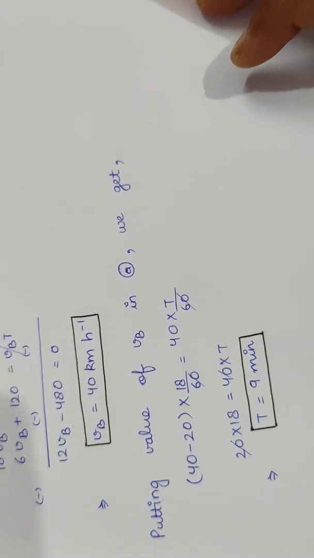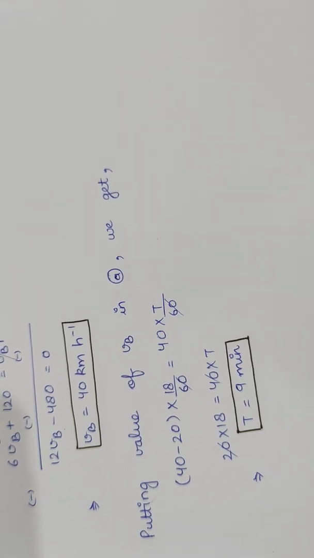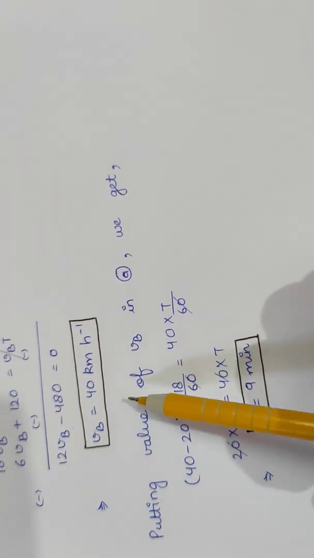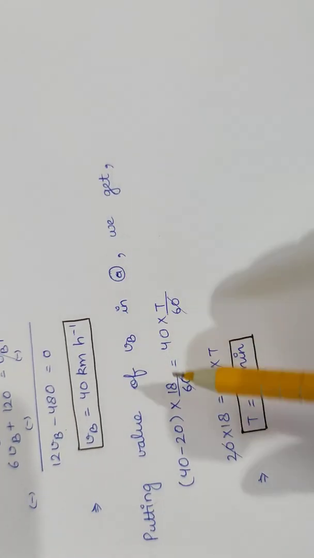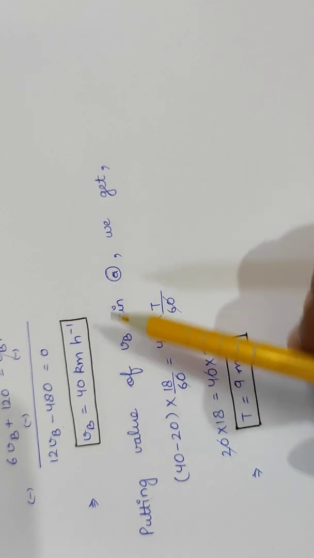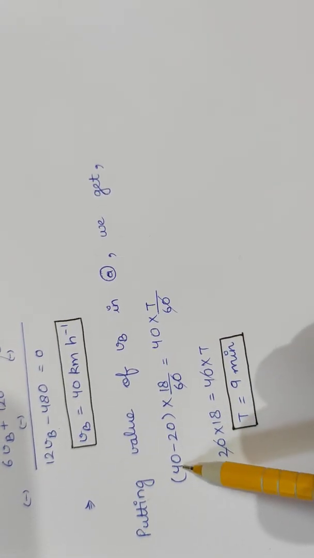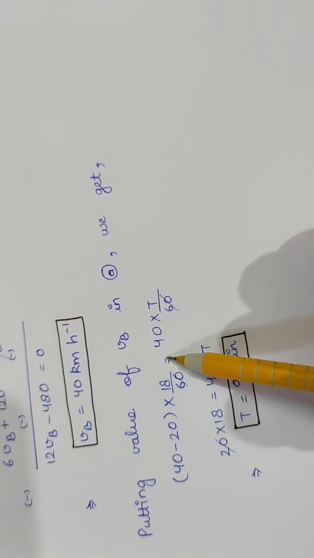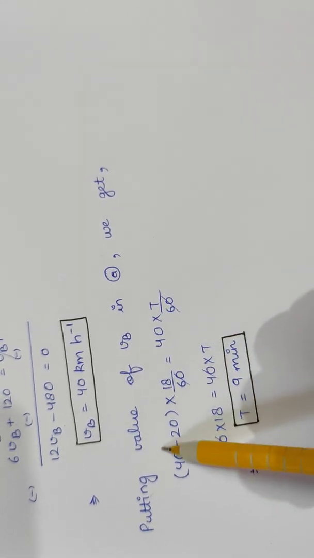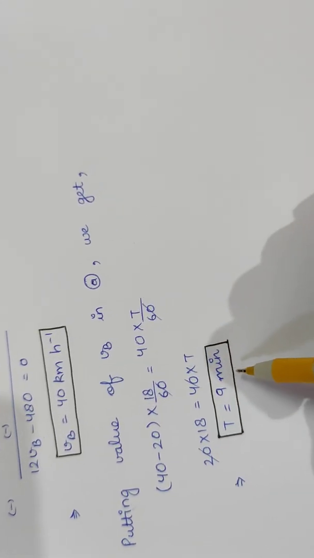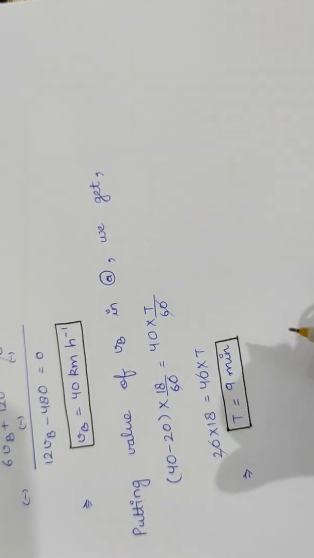Okay. Now one more thing, we have to find the t minutes in which the buses leave the towns. You can take either equation A or equation B and put the value of Vb in that equation. I have put it in equation A. Equation A was (Vb minus 20) into 18 by 60 is equal to Vb into t by 60. Now we'll put the value of Vb here. In place of Vb, 40 will come. Solving this, we get t as 9 minutes. Okay. I hope you understood this question.